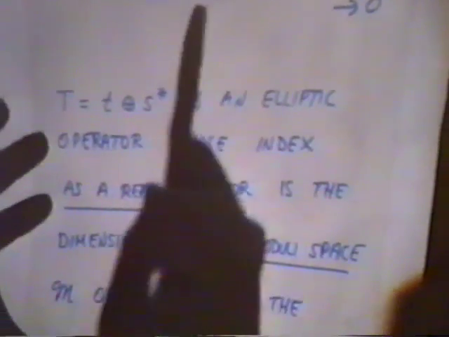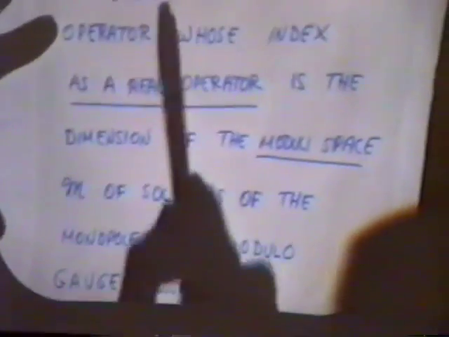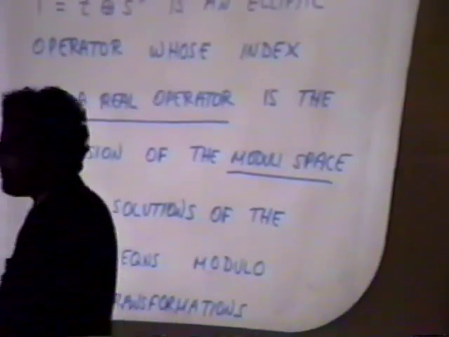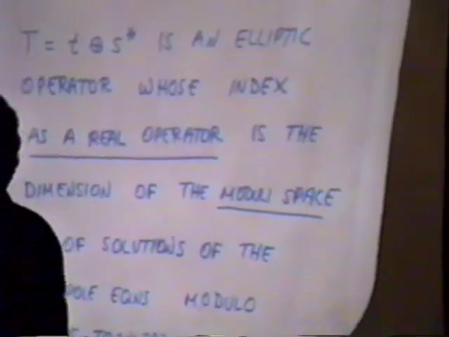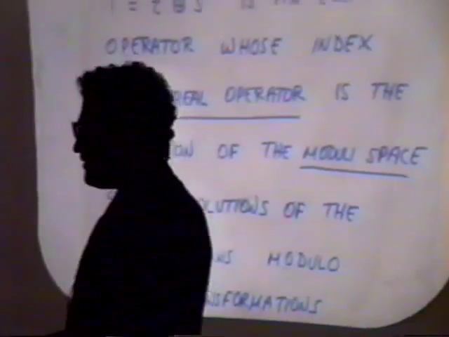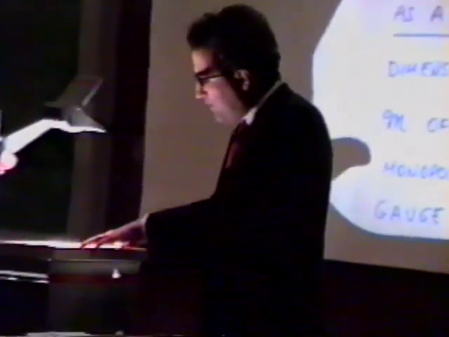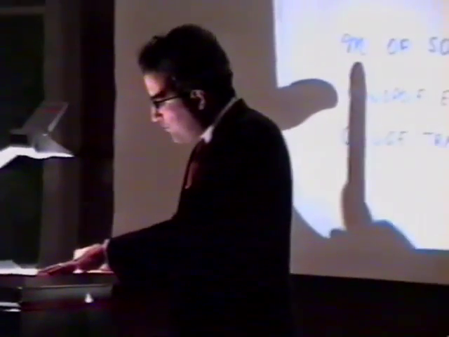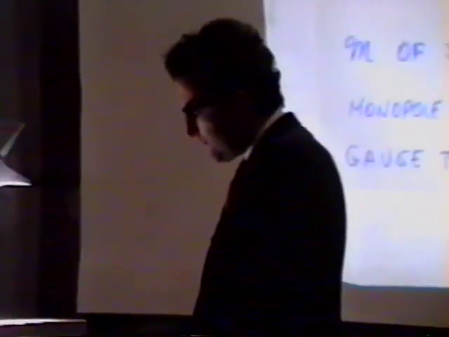Well, if we want to predict that dimension, if all is well, that's the same as the index of the complex, or in other words, the index of this elliptic operator. However, as the moduli spaces are simply real manifolds in general, to calculate the dimension we need the index as a real operator, and that will give the dimension of the moduli space of solutions, curly M, of the equations modulo gauge transformations.